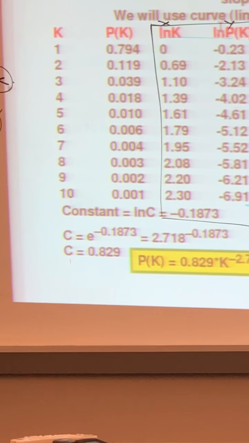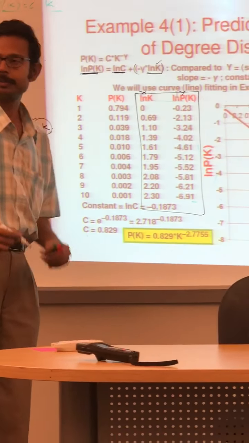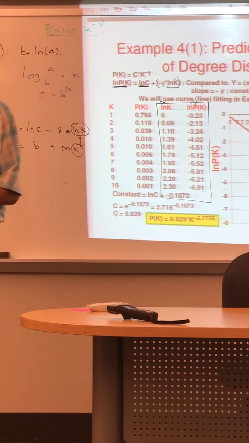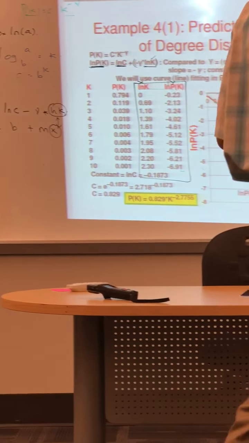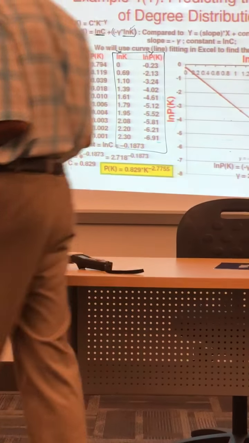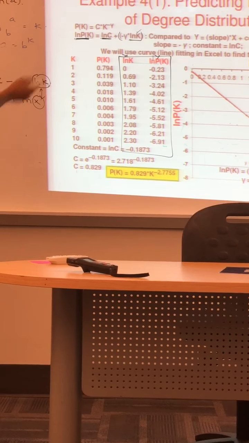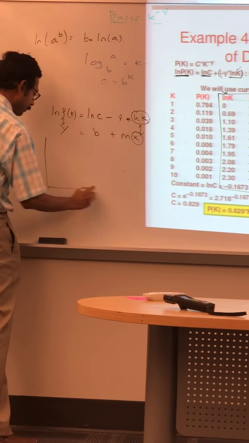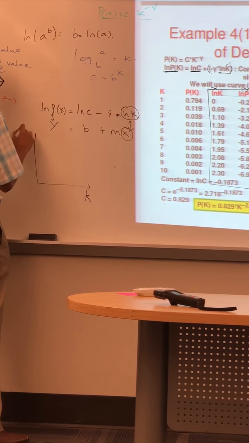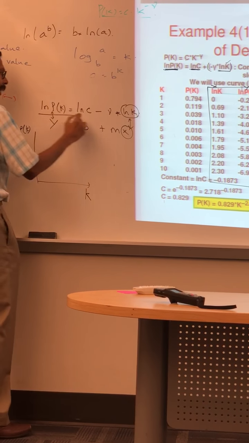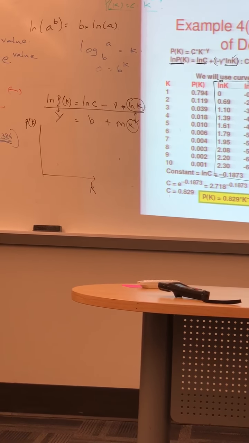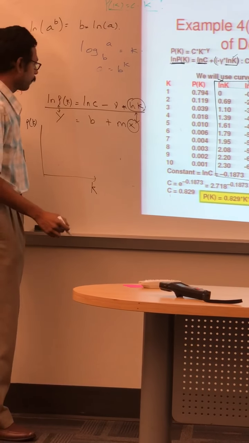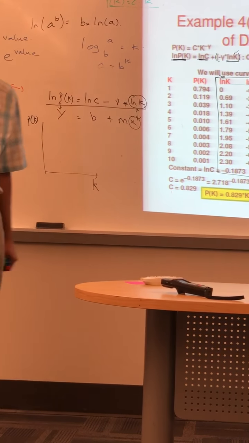Remember what I said last time: generally we plot probability versus degree, K versus P of K. That is the same thing here, but we are taking logarithms because this is a straight line, so we have to now model this as a straight line, Y equals mX plus b. You all know how to do this in Excel.